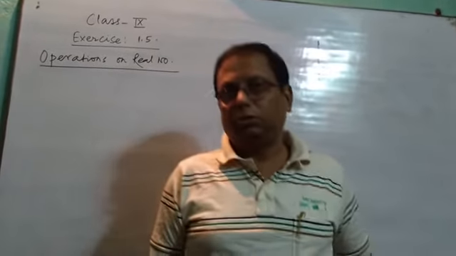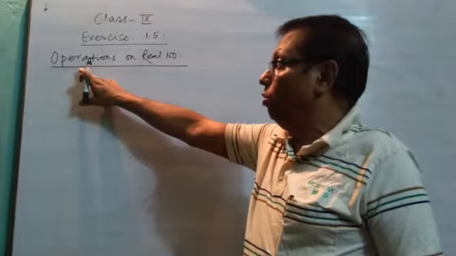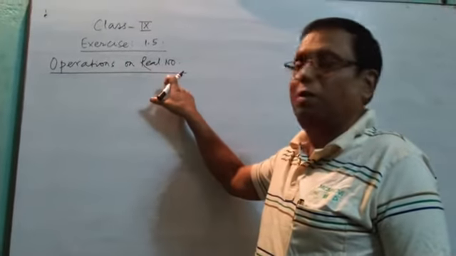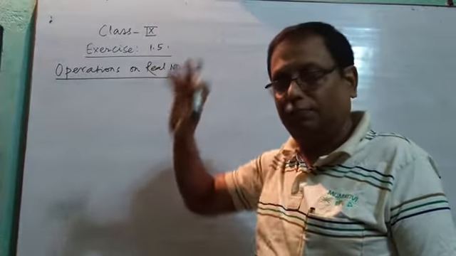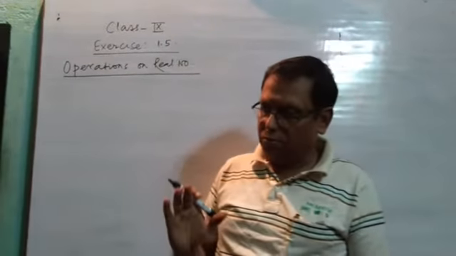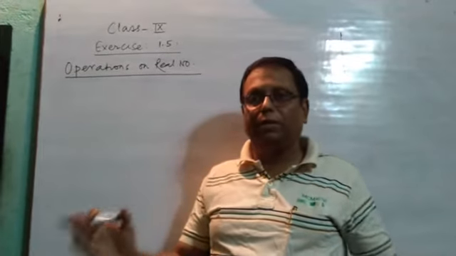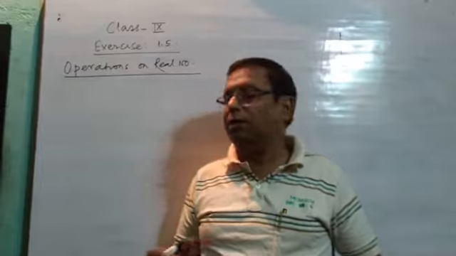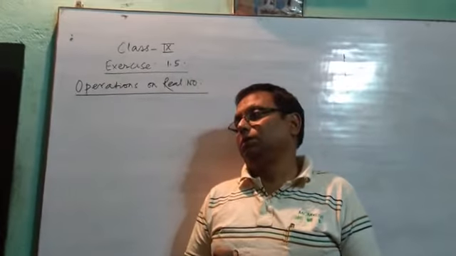Good morning, students. Today we will see the operations on real numbers, that is exercise 1.5 from the NCERT book. Now, rational numbers and irrational numbers together make up the real numbers. Now we will see some of the operations.